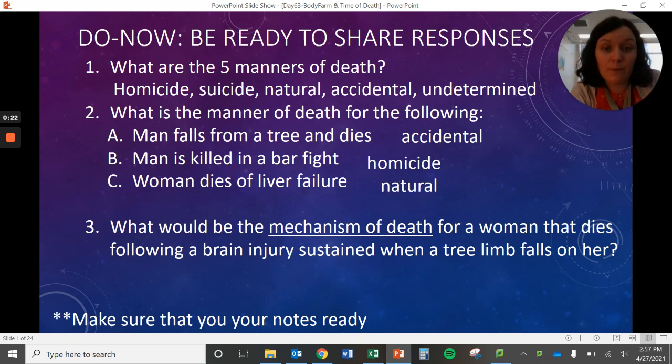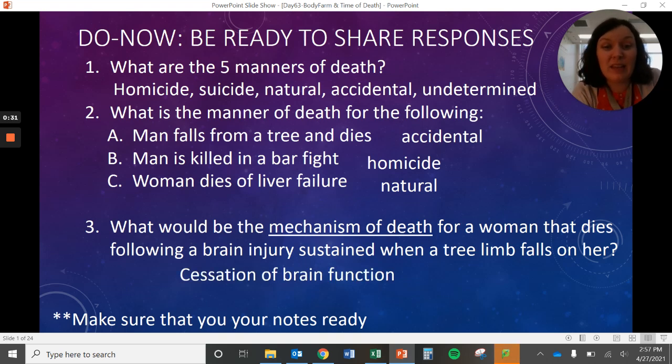That is our natural. Okay, the mechanism of death from a woman that dies following a brain injury sustained when a tree limb falls on her. That mechanism is going to be like cessation of brain function, or maybe bleeding if there was a lot of blood loss.